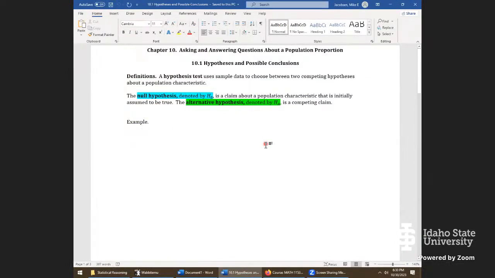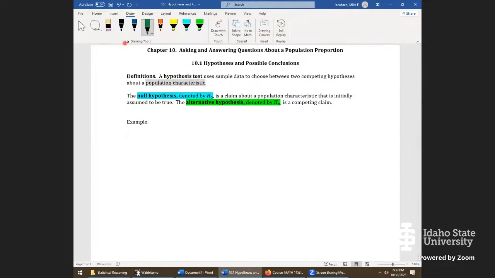And this is how our notes on hypothesis testing start. It starts with a huge bag of mysteries. It says, a hypothesis test uses sample data to choose between two competing hypotheses about a population characteristic. Now, when they say population characteristic here, let's say what they mean.